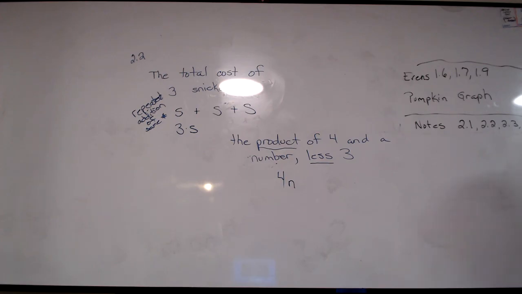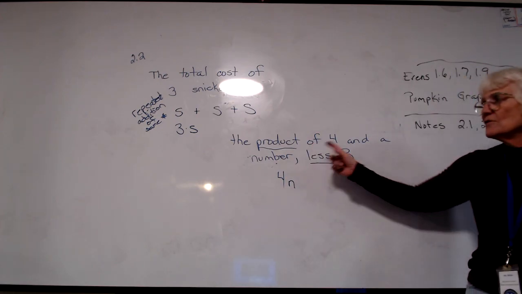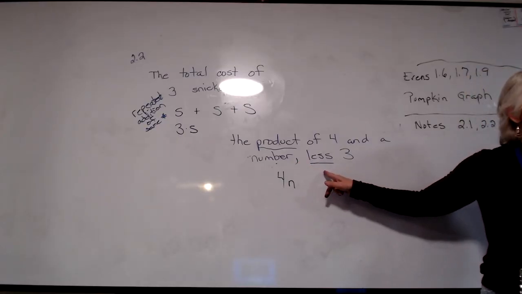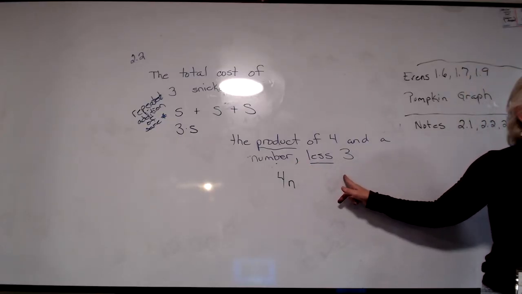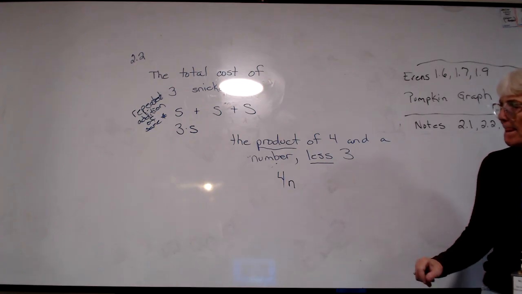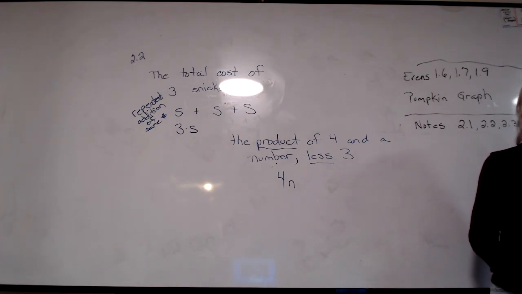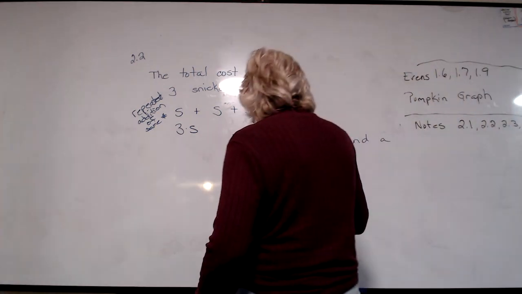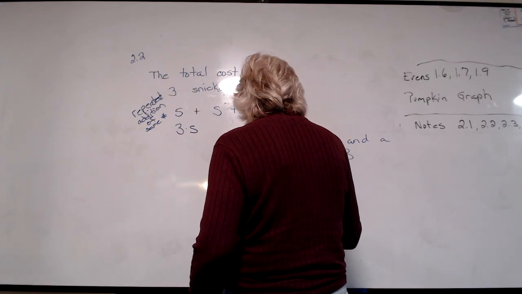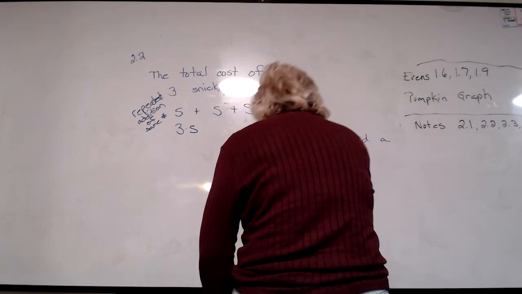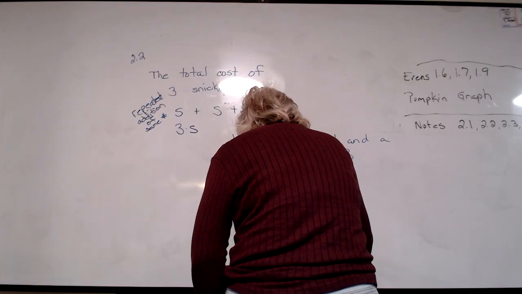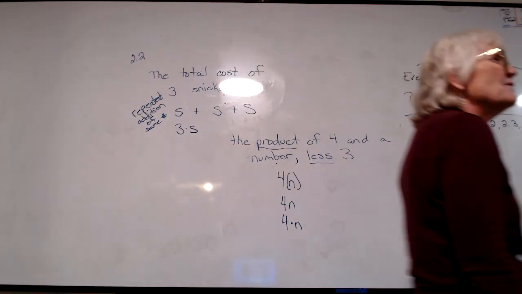Okay. Now we're not done. We found the product of 4 and a number. Then we have to do less 3. So what would that be? Wait, doesn't the n go in parentheses? Does it make a difference? So question here. Is this and that different? Are any of those different?